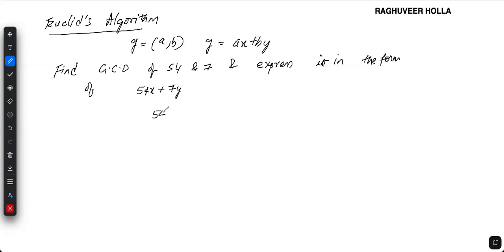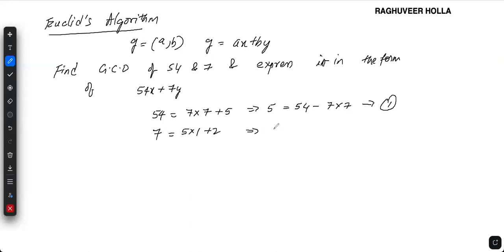So 54 can be written as 7 multiplied by 7 plus 5. I'll just rearrange this as 5 is equal to 54 minus 7 multiplied by 7. Let us keep this as equation 1. Now, 7 is greater than 5, right? So let us take 7. 7 can be written as 5 multiplied by 1 plus 2. I'll rearrange this as 2 is equal to 7 minus 5 into 1. Let us keep this as equation 2.